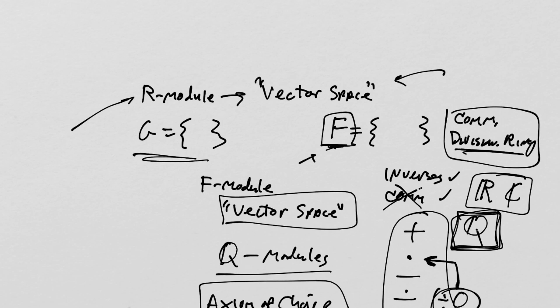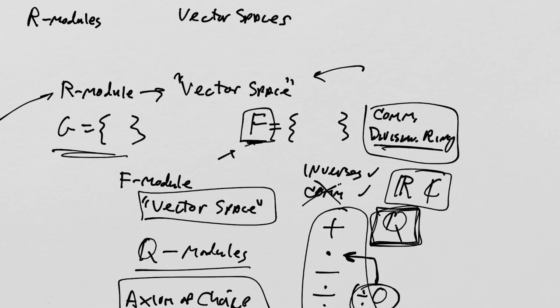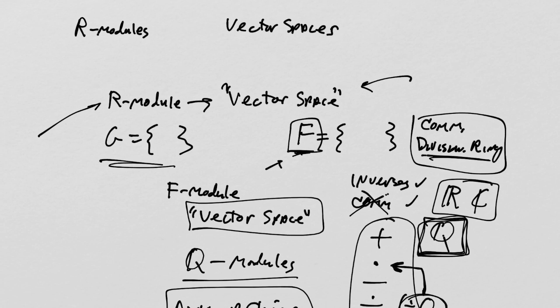So now we've got two algebraic structures, R modules and vector spaces. And they're very, very similar. In fact, I'm not even outlining the distinction except to say that a vector space is an R module where the ring is actually a field. So what's next? Let's look at one example of this that's relevant to our current studies.